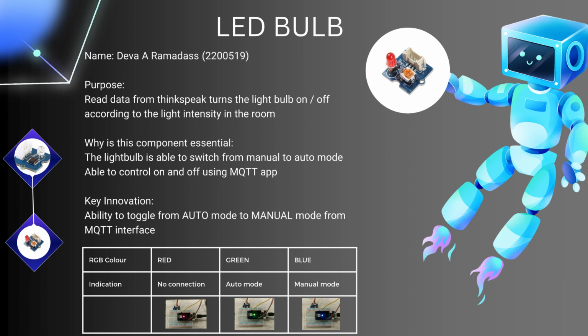The key innovation for the LED bulb is that we will be able to toggle it to either auto or manual mode from the MQTT interface. In manual mode, we will be able to switch the LED bulb on or off from MQTT. For the RGB indication, when there is no connection established, the RGB color will be red. When auto mode is activated, the RGB color will be green. When manual mode is activated, the RGB color changes to blue.